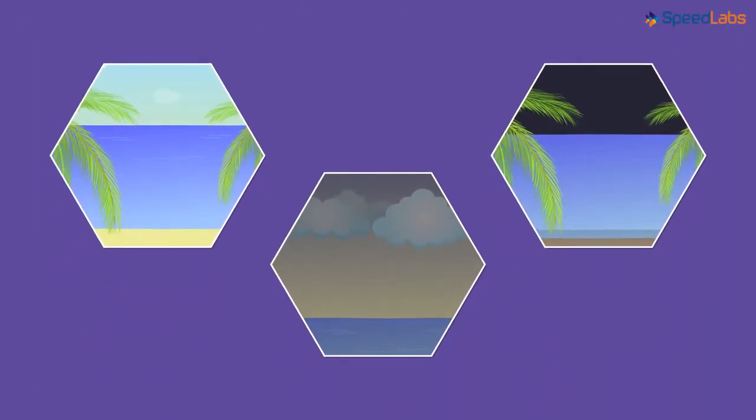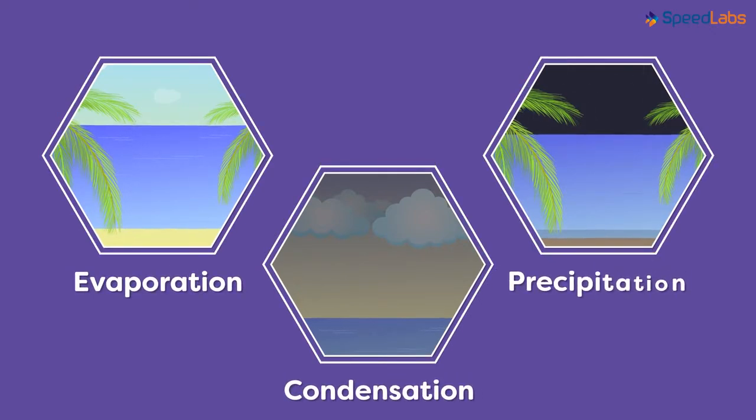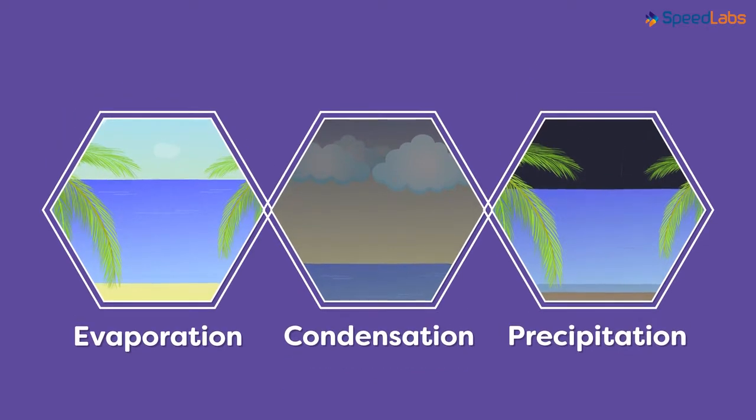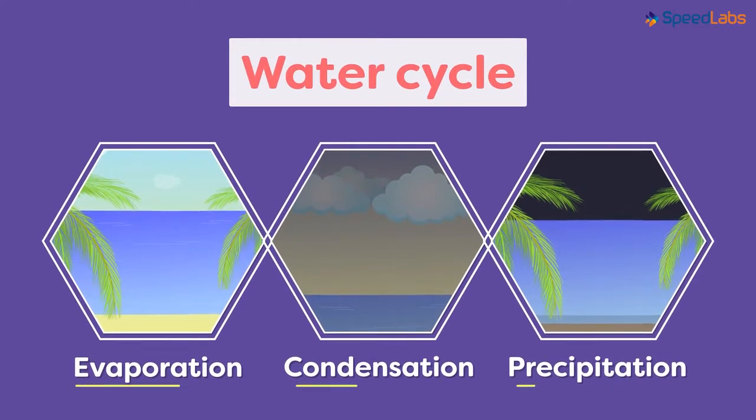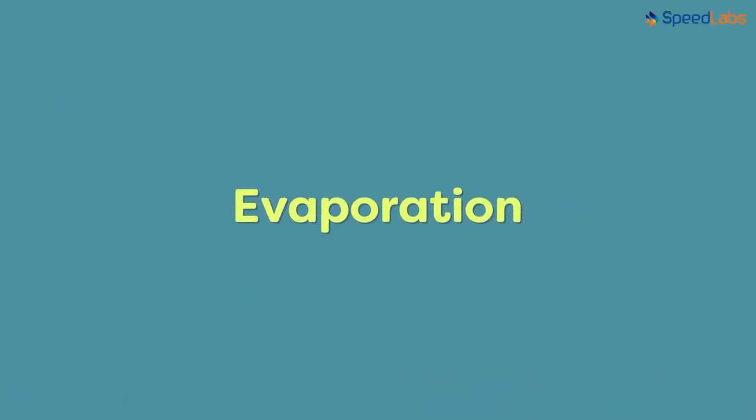We concluded the previous video with an introduction to the three major steps of the water cycle. They are evaporation, condensation, and precipitation. Now let's get into the details of the water cycle by understanding each step. First in the list is evaporation.